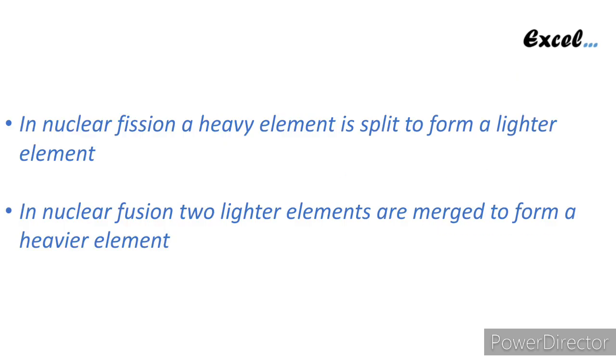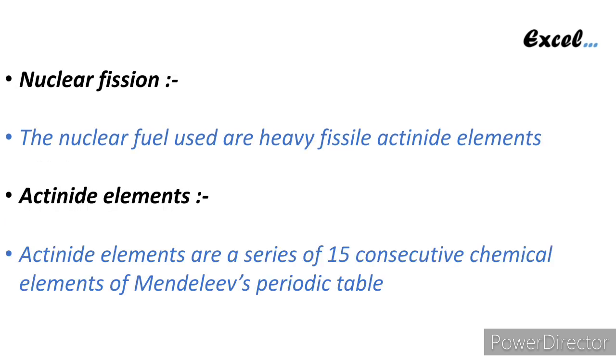In nuclear fission, a heavy element is split to form lighter elements. In nuclear fusion, two lighter elements are merged to form a heavier element. Nuclear fission is the current way of generating electricity. The nuclear fuels used are heavy fissile actinide elements that are capable of sustaining fission.